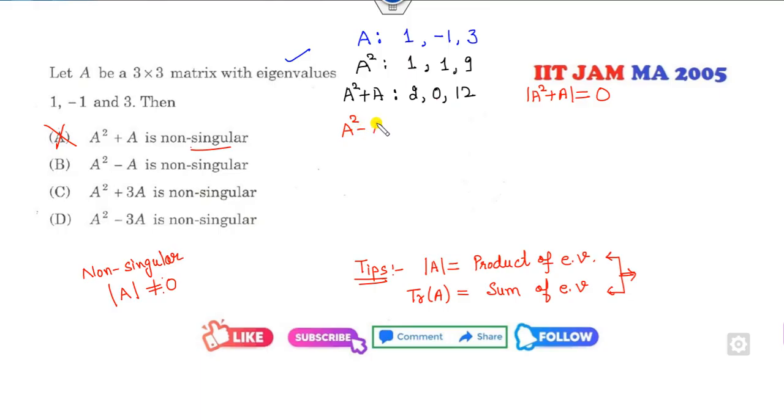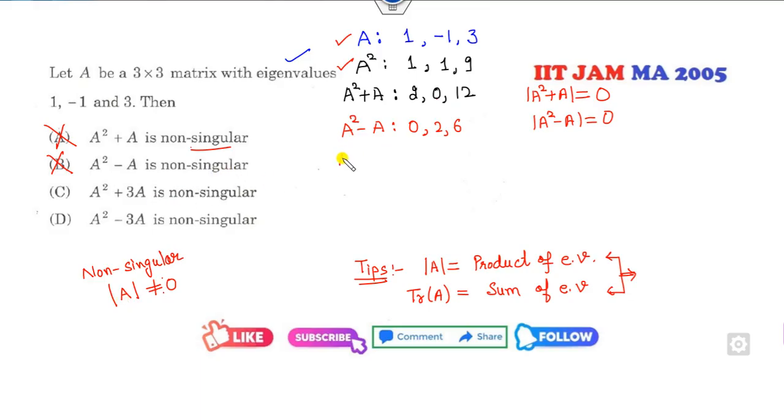What are the eigenvalues of A squared minus A? This is A squared, this is A. If I subtract them, it's 0, this is 2, this is 6. Again you can see A squared minus A has a 0 eigenvalue, so this option is also cancelled out.